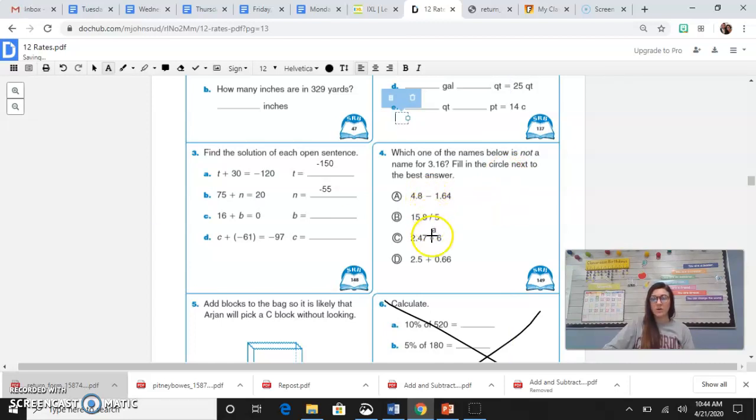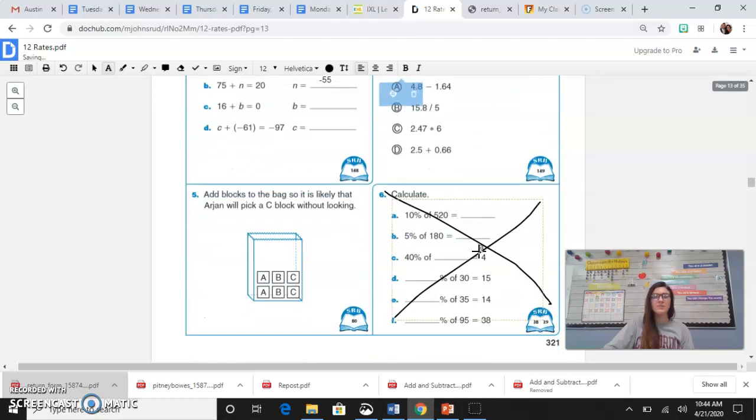So when you figure these out, all of these except for one is going to have an answer of 3.16. So you need to do all these and figure out which one does not come out to 3.16 when you solve it. Number 5, add blocks to the bag. So you are drawing in blocks.